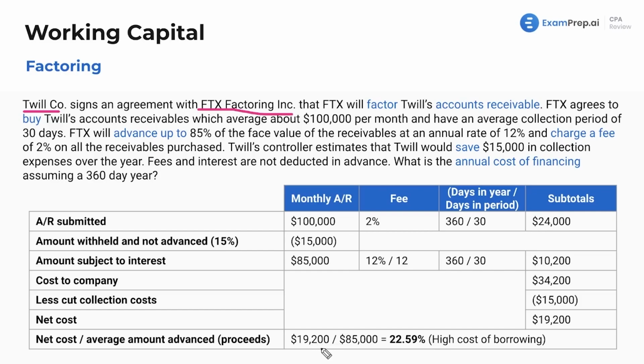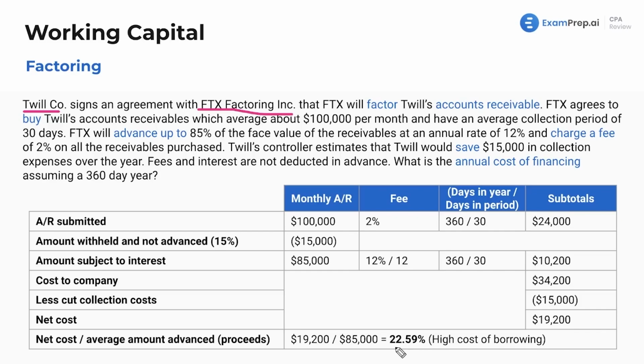As such, we are receiving $85,000 and paying a net $19,200. That gives us 22.59%. And I would say this is a high cost of borrowing. That's a pretty high interest rate to borrow money. It's the effective interest rate because we're taking into account all the components, right? We've talked about effective interest rates. These are really just actual interest rates, right? What's actually happening. Maybe this is not worth it for Twill. Maybe it is. That would be up for Twill to decide.